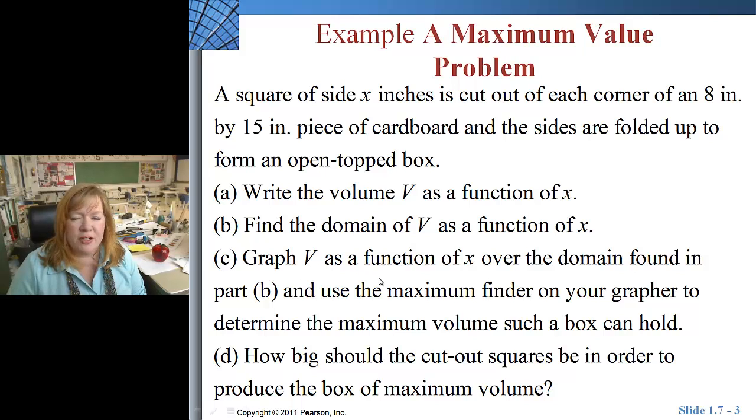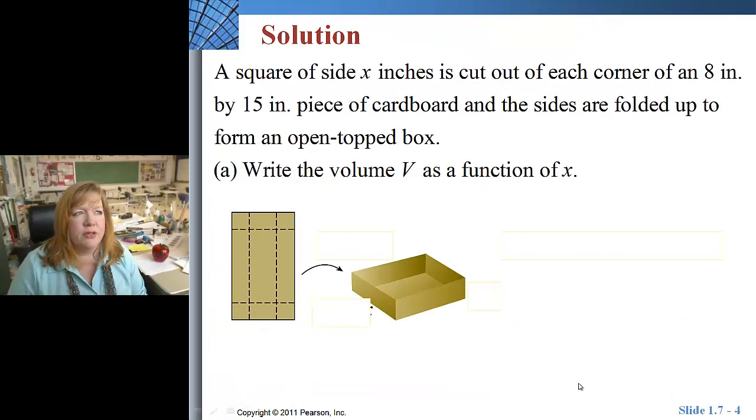Then we're going to graph the function. Use the max and min finder on your graphing calculator to determine the maximum volume that the box can hold. And how big, this is the final big kahuna, how big should the cutout squares be in order to produce the box of maximum volume? We want it to hold the most. So let's take a look.